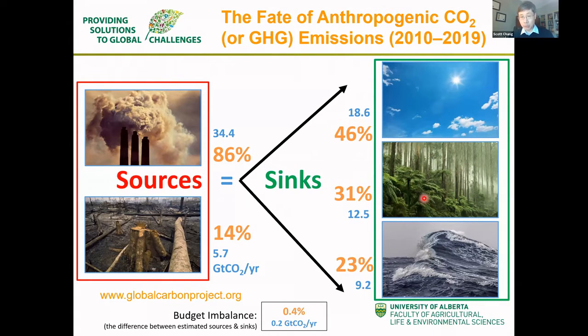Luckily, 31% is estimated to go into terrestrial ecosystems. So the terrestrial ecosystem is a carbon sink, as well as the ocean. Obviously, all of us, the presenters, are working in terrestrial ecosystems, so we can't really do much about the ocean. So what's driving our interest in doing this project is to see how we can increase carbon sequestration in the terrestrial ecosystems.